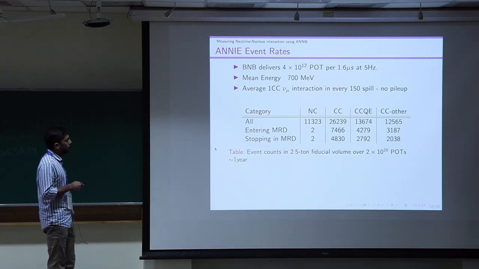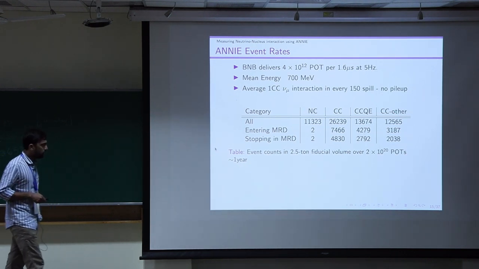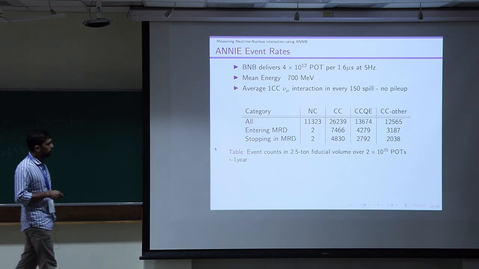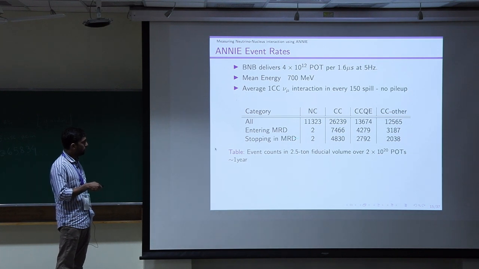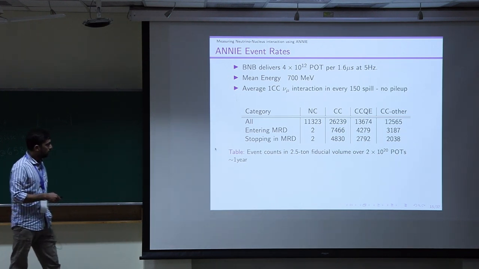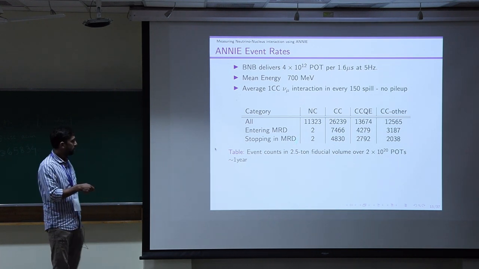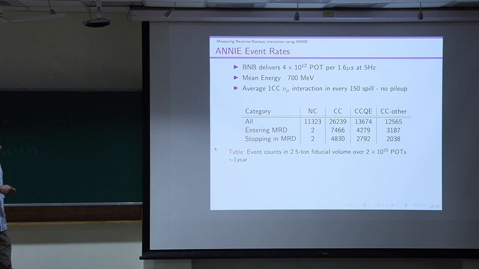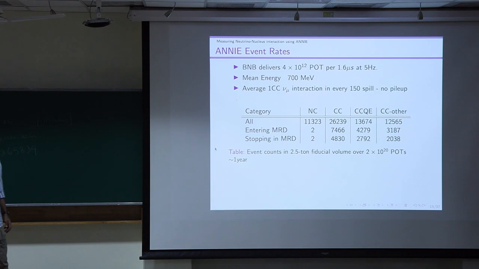This is a table which describes how many events we are expecting in this detector for a year. You can see that we can get all types of NC, CCQE, and other types of events, and you can also see how many of the CC events will go into the MRD, that is, the back side of the detector. NC events are mostly spread longitudinally and will not go to the MRD. That's why the number of neutral current events entering the MRD is very low. This is just statistics showing how many events we are expecting per year.